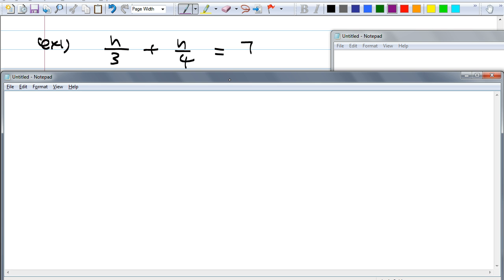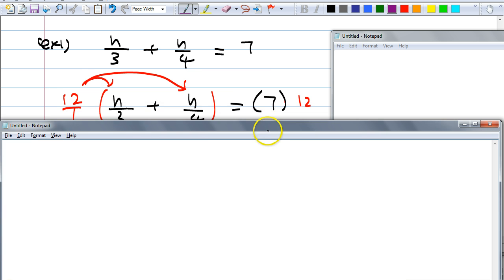This time you cannot do cross multiplication, but we have the denominators of 3 and 4. What is the LCD of 3 and 4, class? 12. And so we want to get rid of all these denominators. So we're going to simply multiply both sides of this equation by 12.